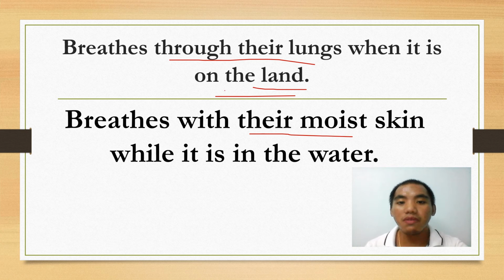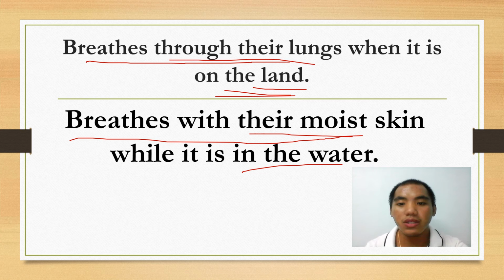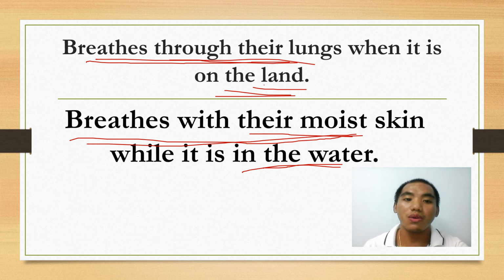So this is the difference. If they're going to live on land, they're going to breathe through lungs. But if they're going to live in the water, they are going to breathe with their moist skin. Again, I repeat. If the frog lives on land, they breathe through their lungs. But if they live in the water, they breathe with their moist skin. So that's how a frog lives in land and water.